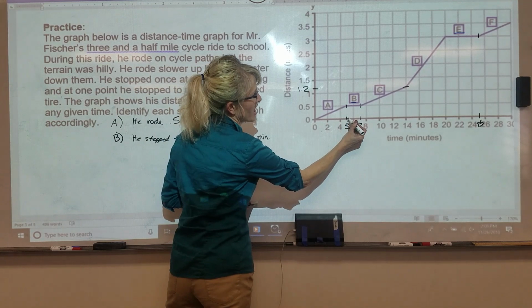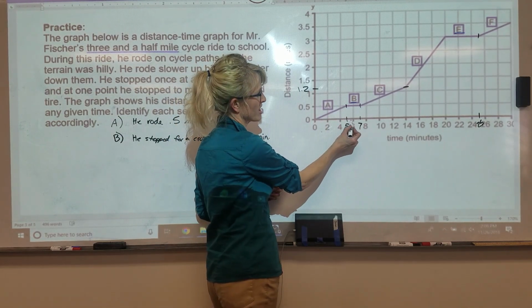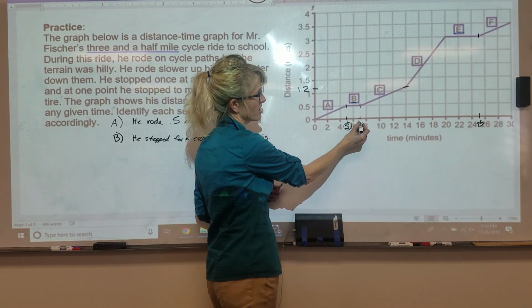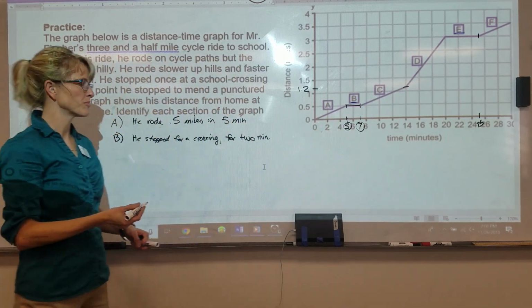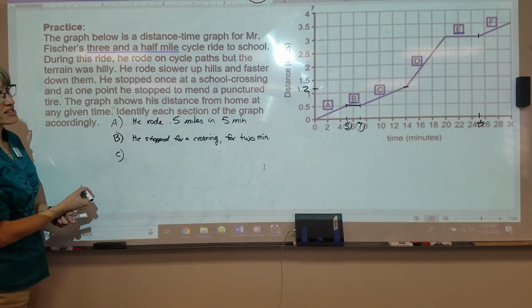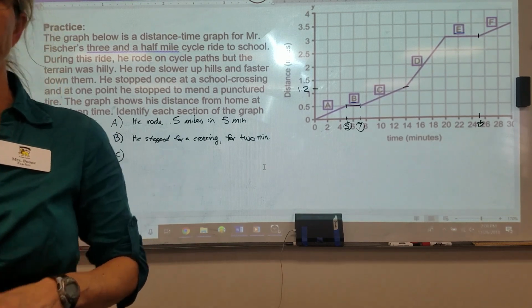So from minutes 5 to 7. Now be careful. Some of my other classes, they were counting tick marks and they thought it was 1 minute. But no, you've got to look at the numbers. From 5 to 7, he stopped, right? He didn't have a distance change, so he stopped. Okay, line C, or segment C. What did he do? For how many minutes did he do it?